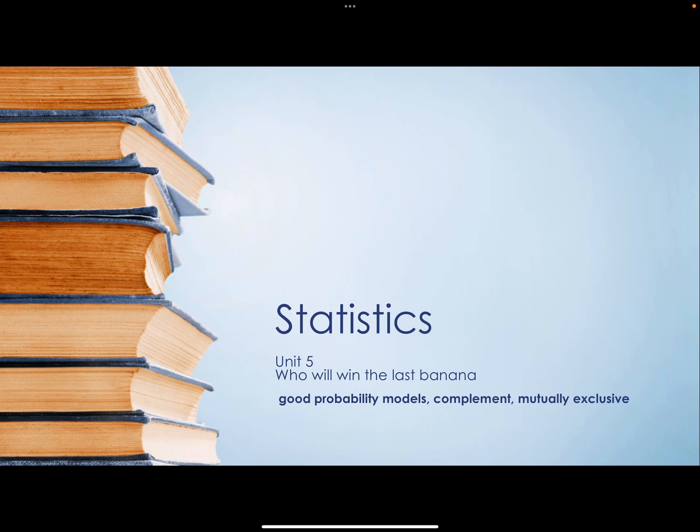Welcome to Statistics. This is Unit 5, Who Will Win the Last Banana. This is our second lesson.